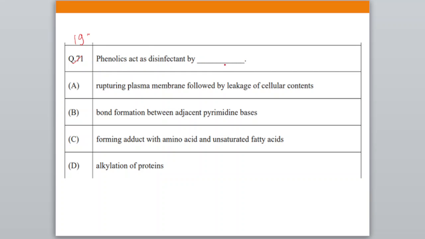Phenolics act as disinfectant by A. Rupturing plasma membrane followed by leakage of cellular contents. B. Bond formation between adjacent pyrimidine bases. C. Forming adduct with amino acid and unsaturated fatty acid. And D. Denaturation of proteins. So your correct answer is A. Rupturing plasma membrane followed by leakage of cellular components.